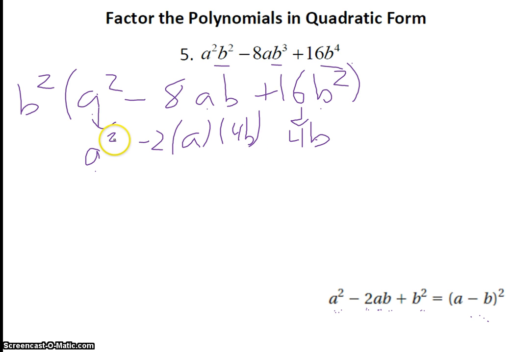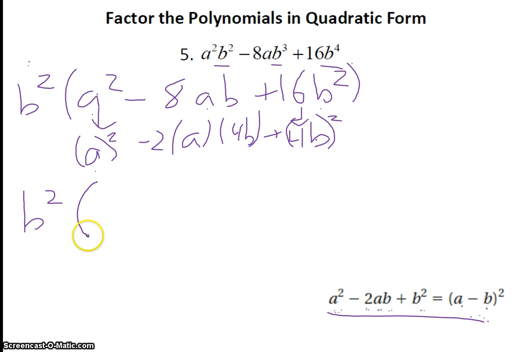So since I have this special factoring pattern here, I know that factors a minus b quantity squared, where I have my a, I have my b, and then it's going to be squared. So I still have this outside, my b squared. And then this factors as a special factoring problem. So I have my a, which is the square root, which is a. Then it's going to be minus b, which is the square root of your last term, which is square root of 16b to the 4th, is 4b.